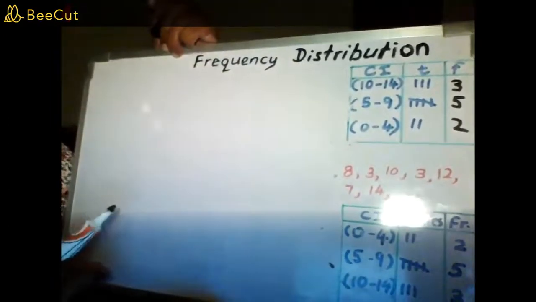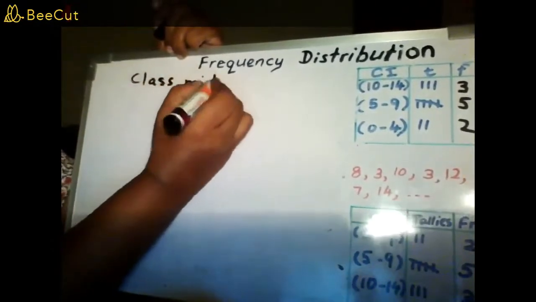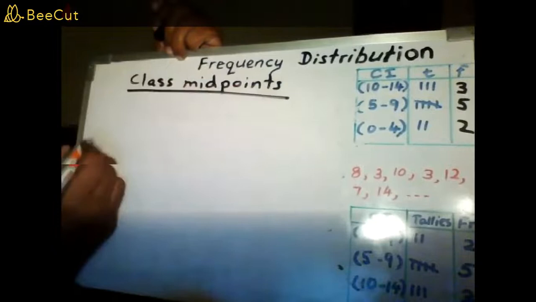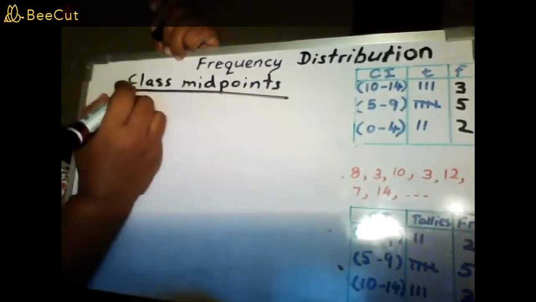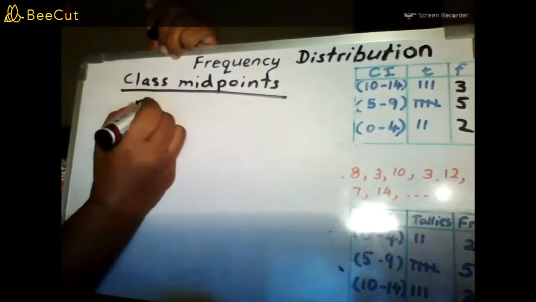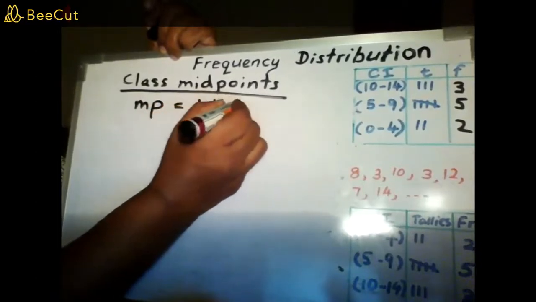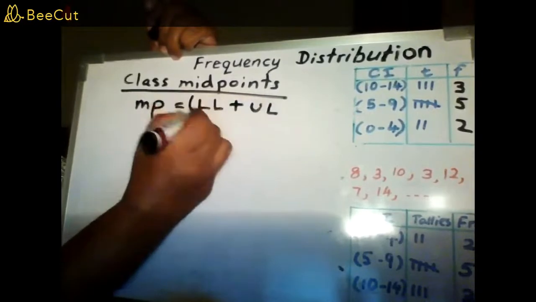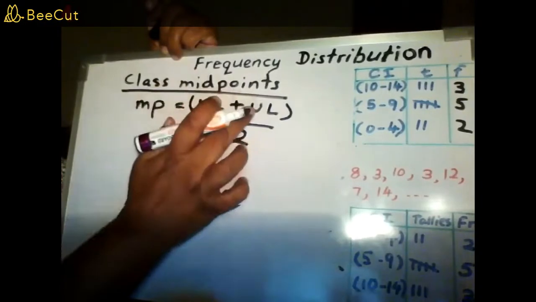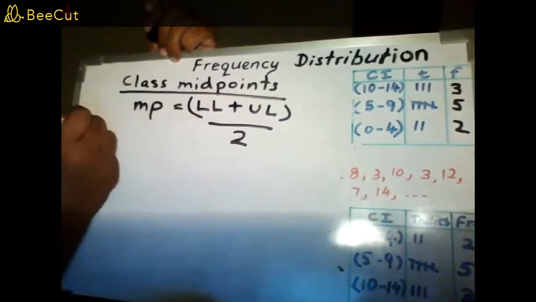Next one is the class midpoint. Class midpoints. The formula for this, even for raw limits and real limits, is the same. Midpoint equals lower limit plus upper limit divided by 2. It can be either upper limit plus lower limit divided by 2. Both are correct.